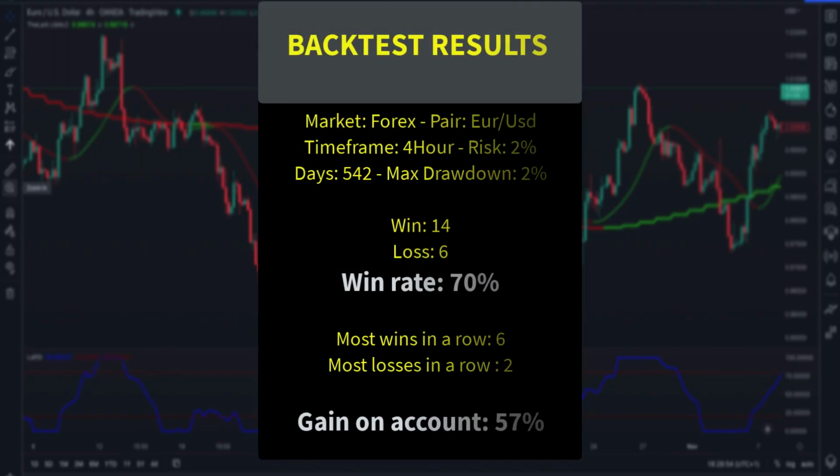These are the results of the backtest. The strategy has been tested on the Forex market and in the euro-dollar pair. The time frame is 4 hours and the risk per trade is 2%. The win rate is 70% and the maximum drawdown is 4%. We increased our account size by 57%.